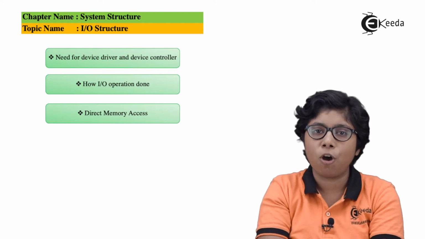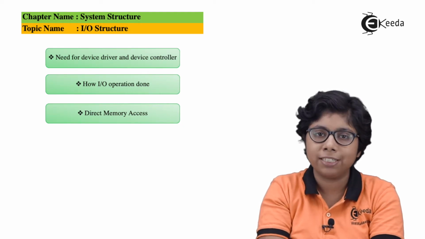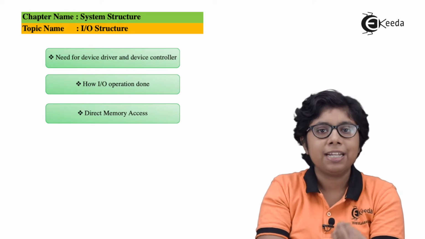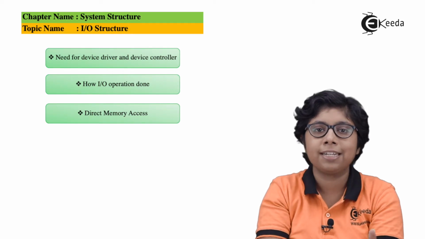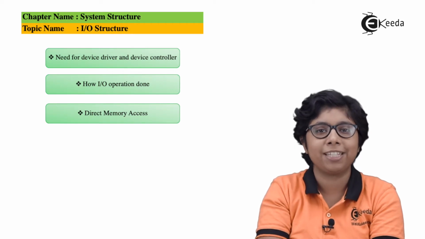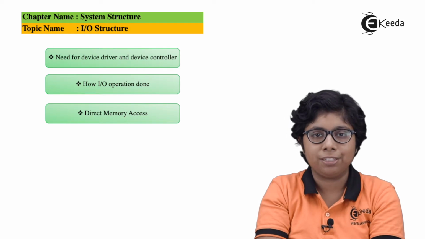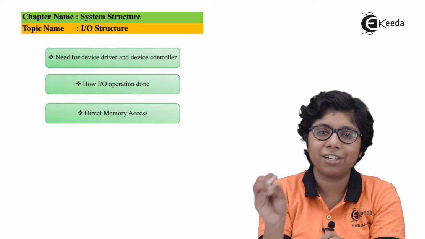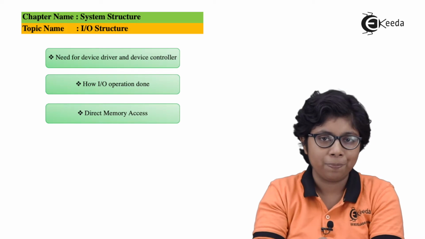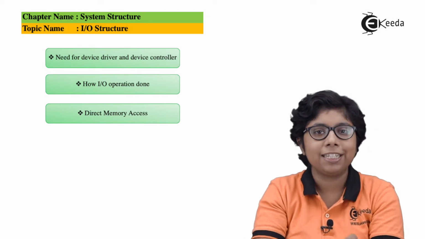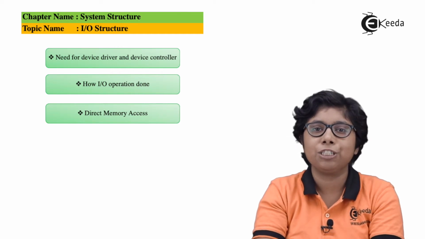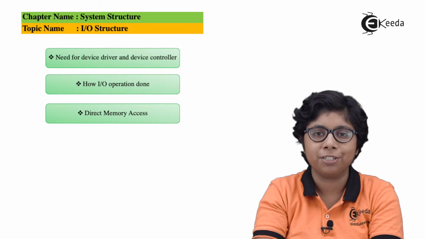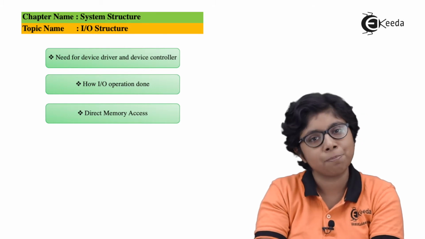Now to start an I/O operation, first the device driver loads the appropriate registers within the device controller. The device controller in turn examines the content of these registers and decides what operation is to be taken. Then the device controller starts the transfer of data from the peripheral device to its local buffer. Once the transfer is completed, the device controller sends an interrupt to the device driver to tell it that it has finished.